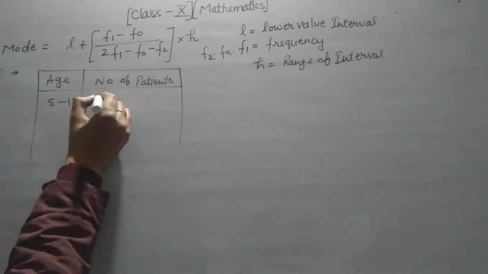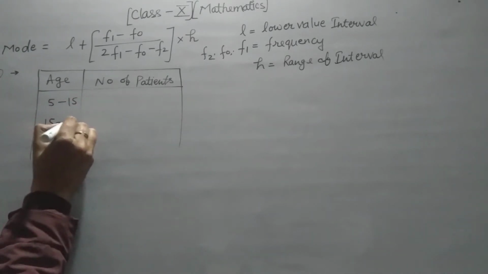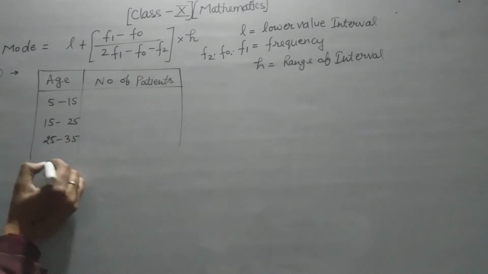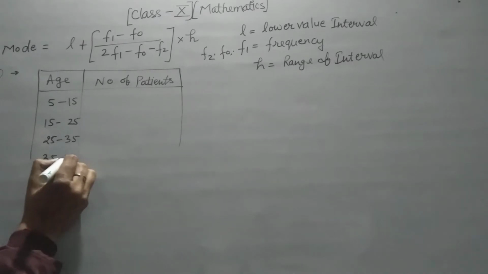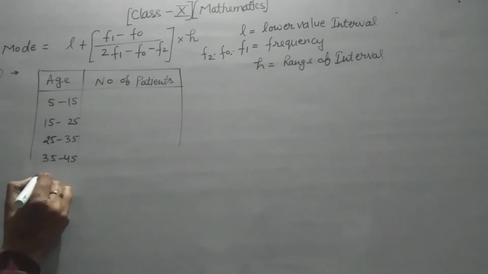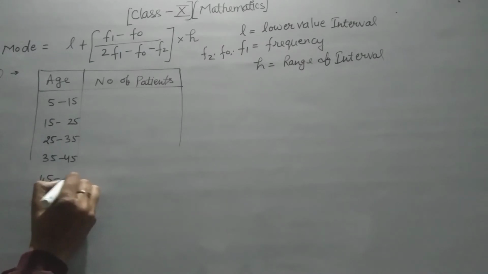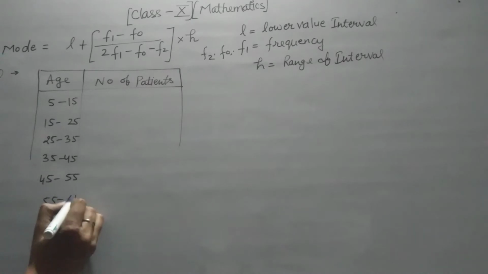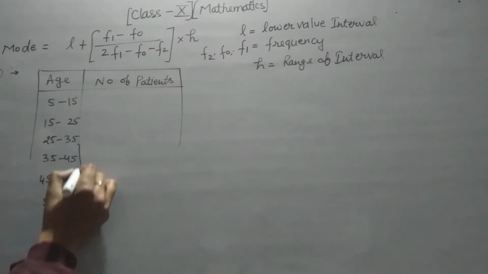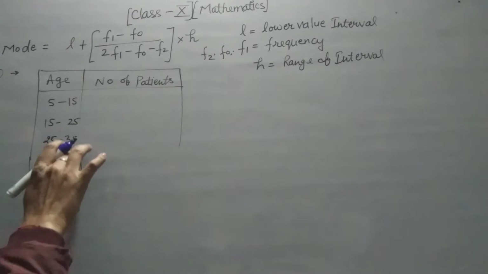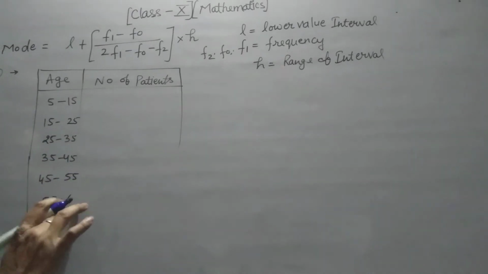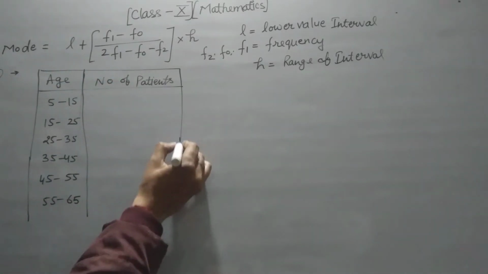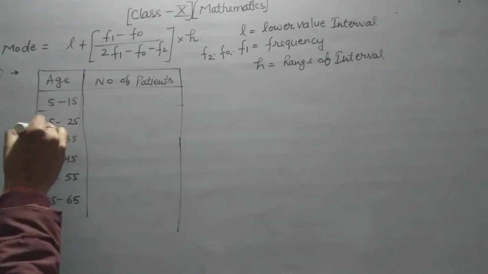The second interval is 15 to 25, see in the book. The third interval is 25 to 35. The fourth interval is 35 to 45. The fifth interval is 45 to 55, and the next and last interval is 55 to 65. Then you have to calculate the mode. You do these things.